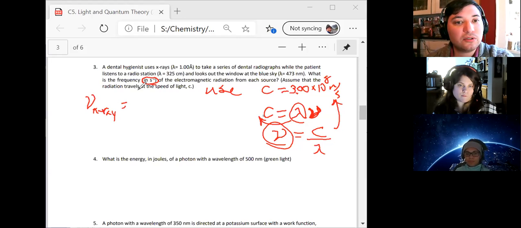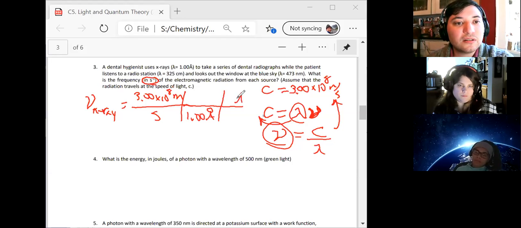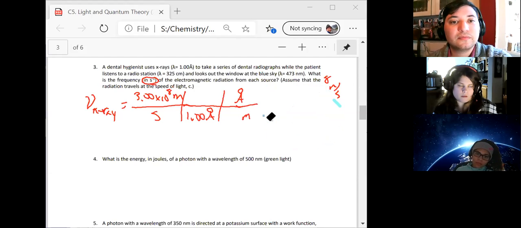So let's say frequency of our X-ray is equal to 3.00 times 10 to the 8th meters per second. Our wavelength is 1.00 angstroms. And now we need to convert angstroms to meters. Times.